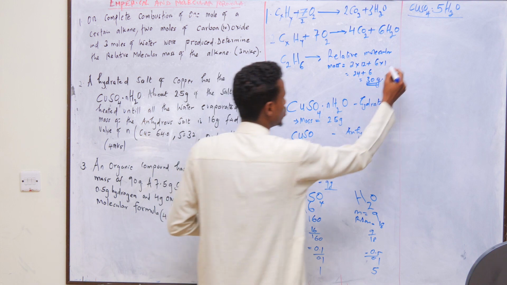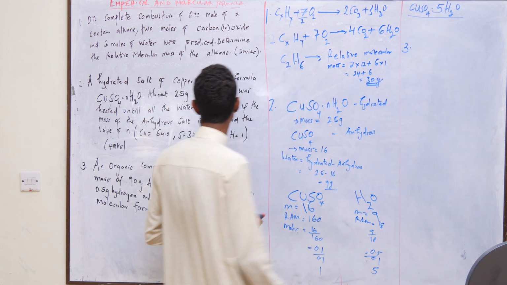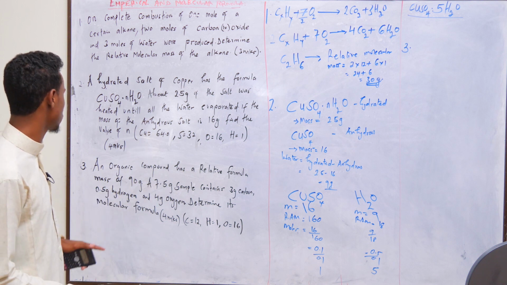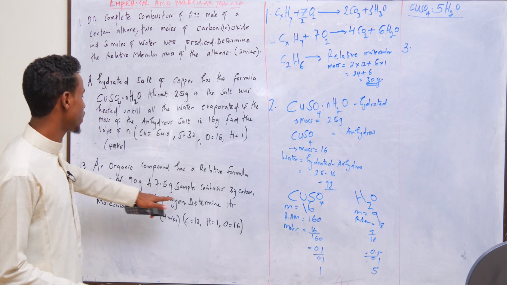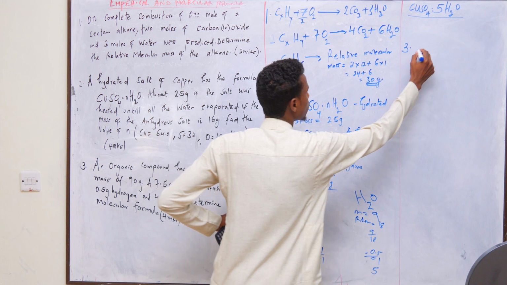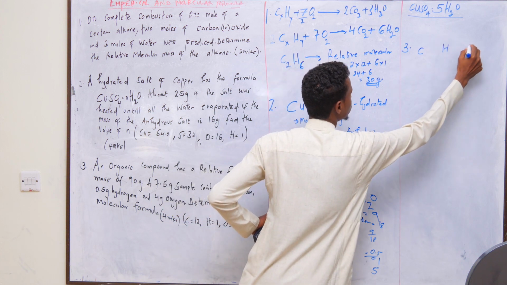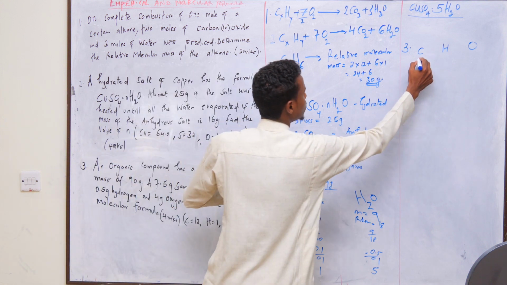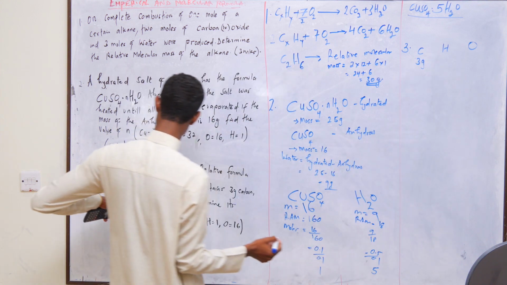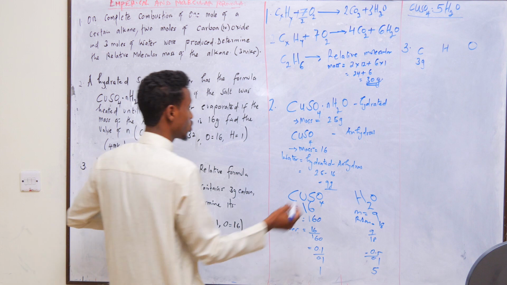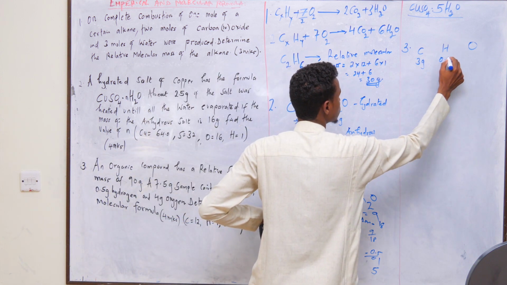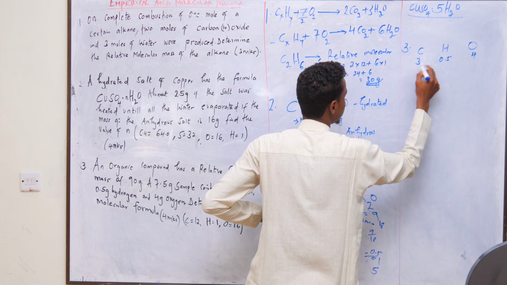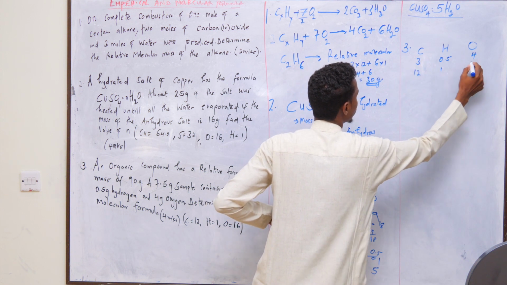Question number 3. In question number 3, class, we are told an organic compound has a relative formula mass of 90. We have carbon, hydrogen, and oxygen. The sample contains 3 grams of carbon, 0.5 grams of hydrogen, and you also have 4 grams of oxygen. The relative atomic masses are 12, 1, 16.